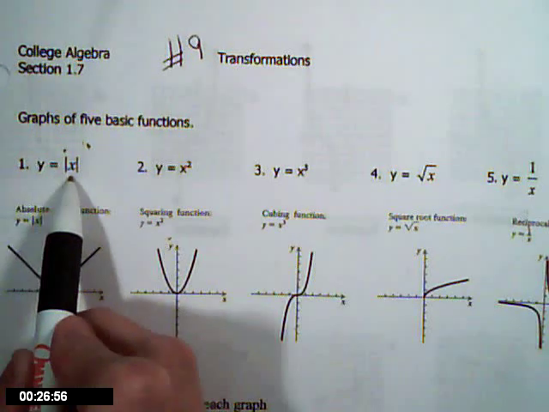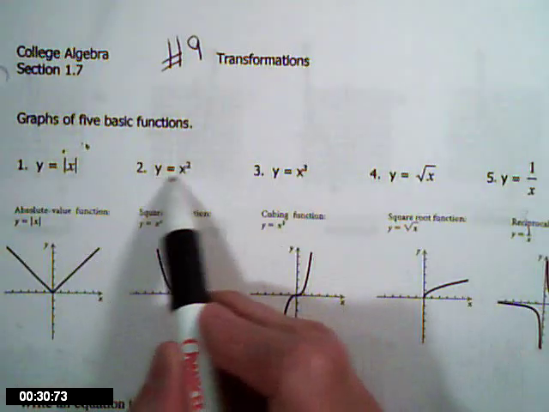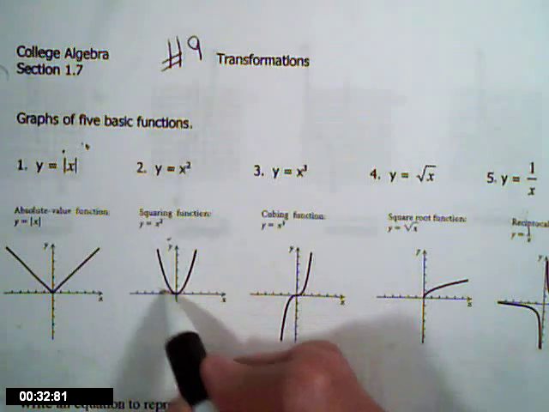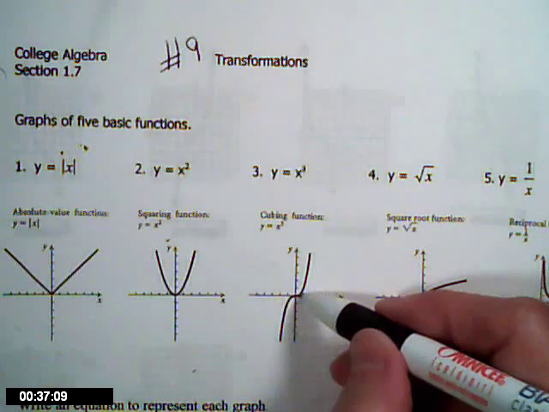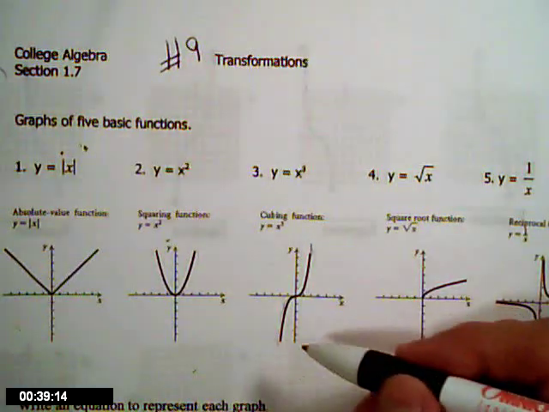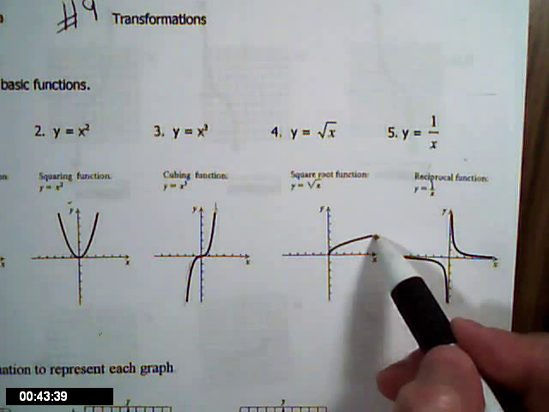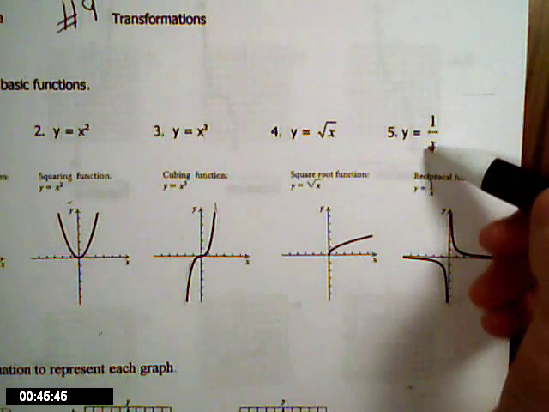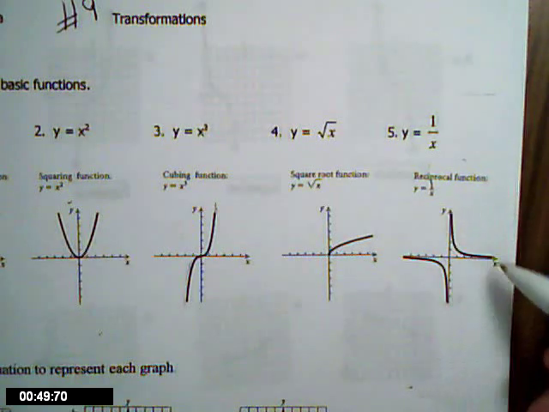When you have y equal an absolute value, that's going to be a V shape. Y equal x squared is a parabola. Y equal x cubed, that's this curvy S-looking shape. Y equal square root of x is half of a sideways parabola. And y equal 1 over x is the only shape that's in 2 parts.